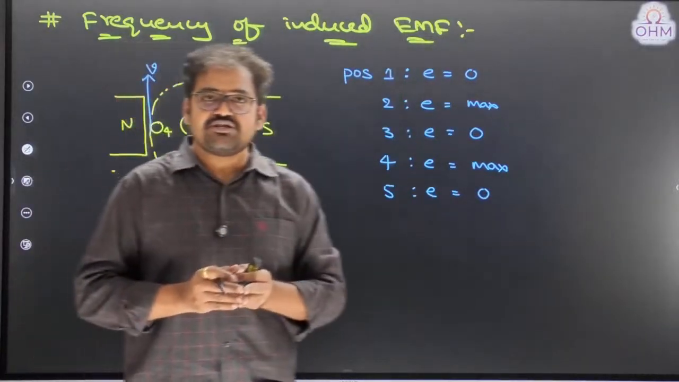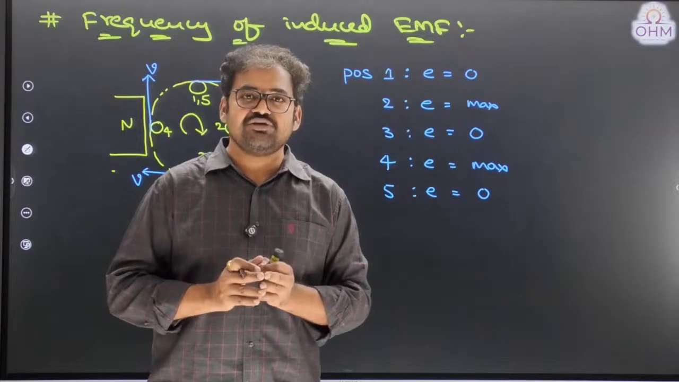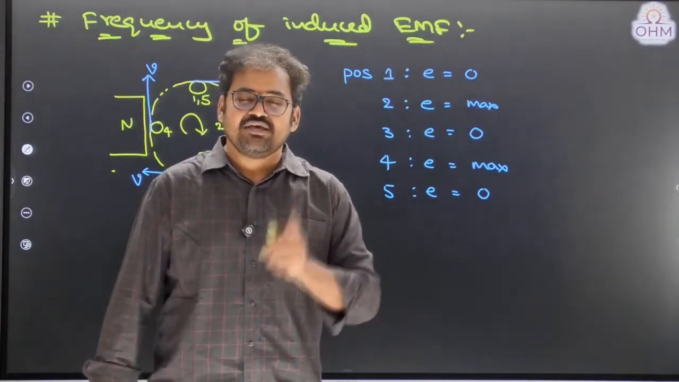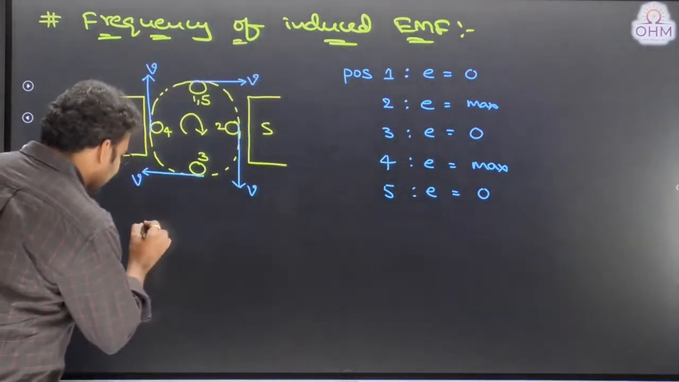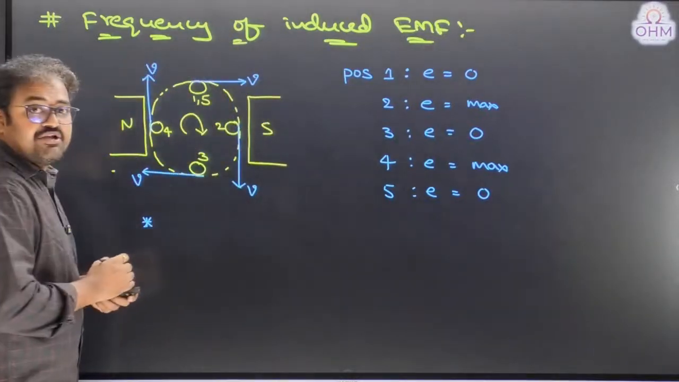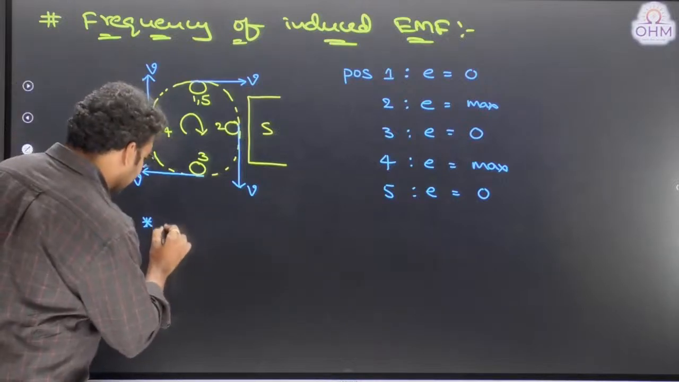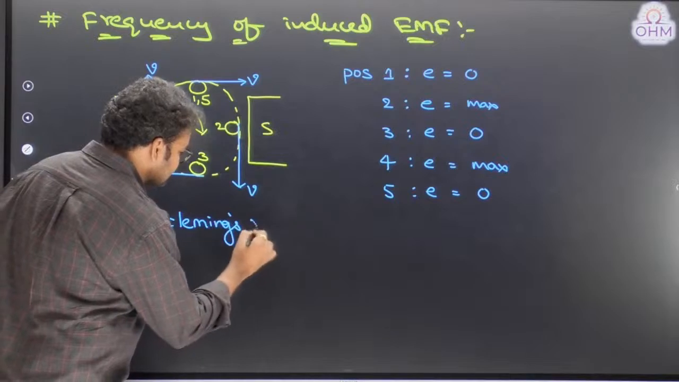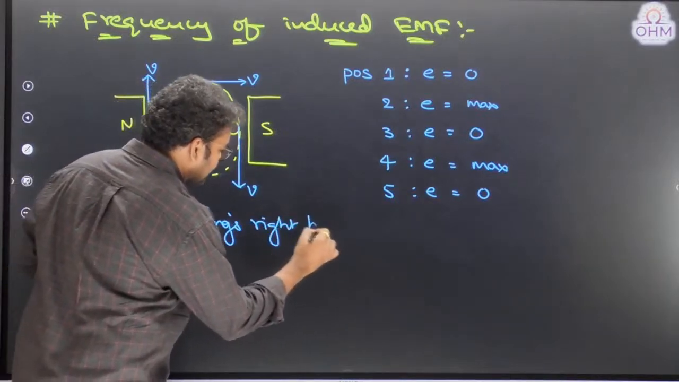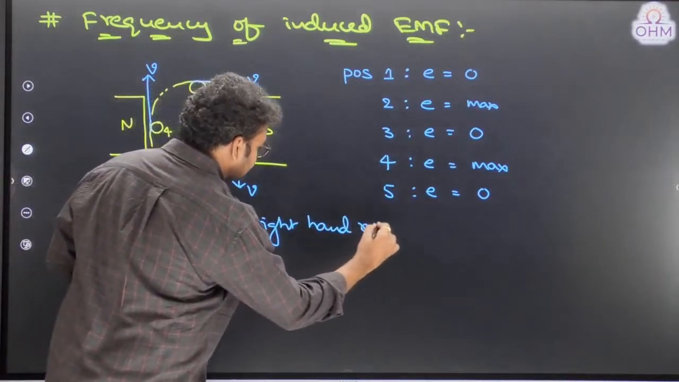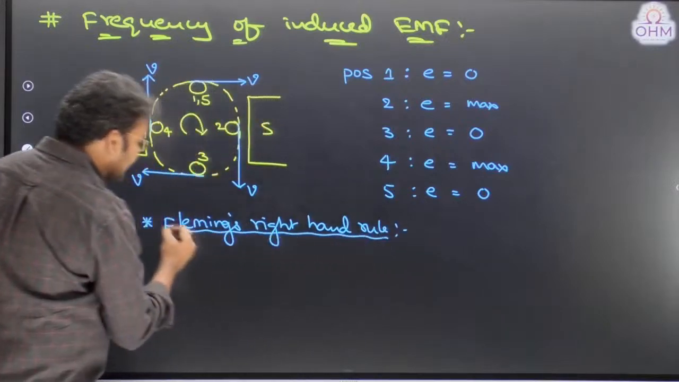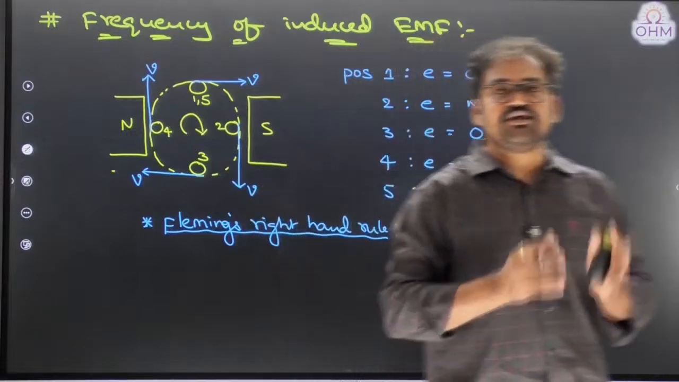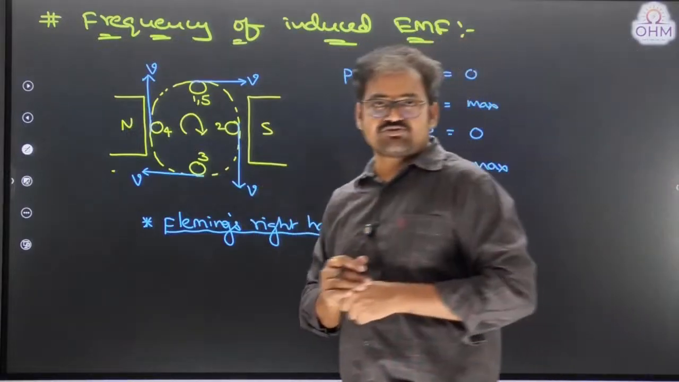Now the next question is, once you know the magnitude of induced EMF, how to find out the polarity of the induced EMF? Very simple. The polarity of induced EMF can be identified using Fleming's right hand rule. Fleming's right hand rule will not give you the magnitude of EMF. Instead, it will offer you the polarity of the induced EMF.